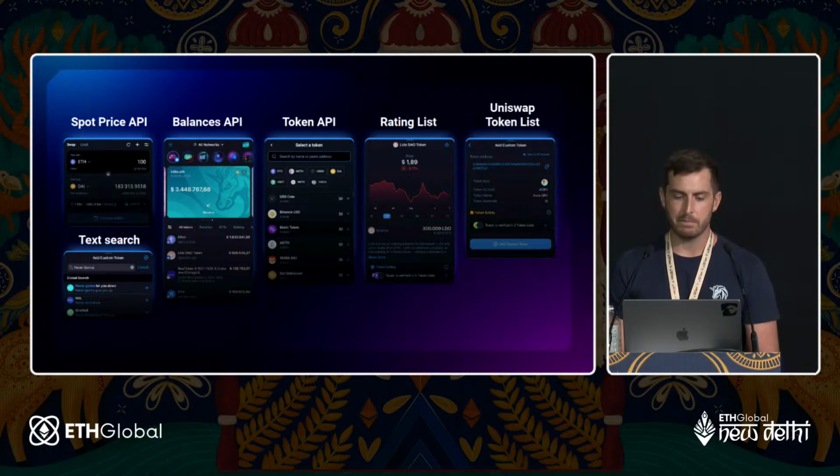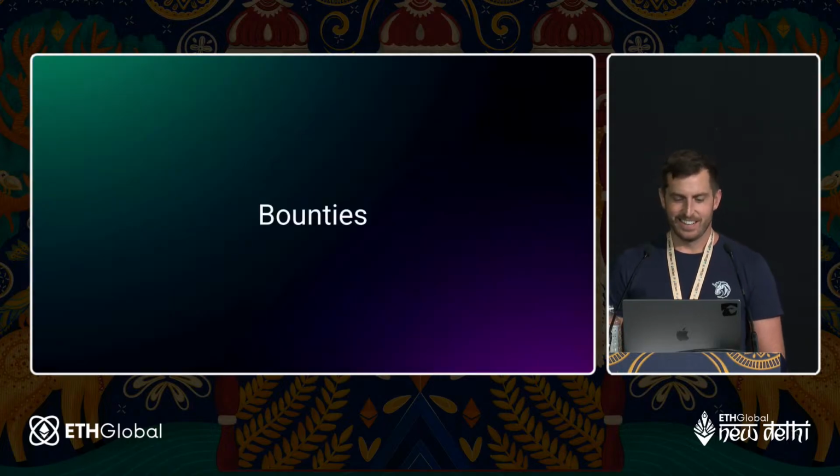And also worth mentioning are our other APIs. We have Spot Price API, Balance API. We also have a Portfolio API, which you can use to track your users' P&L. So you can see how much money they're losing on their meme tokens, or making, hopefully.